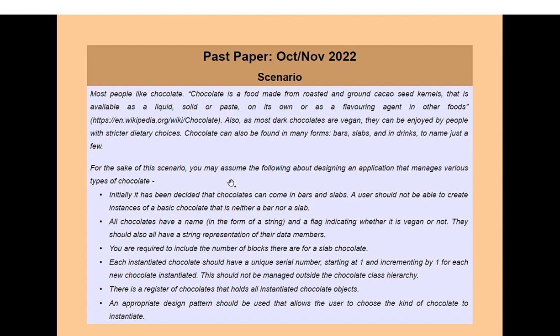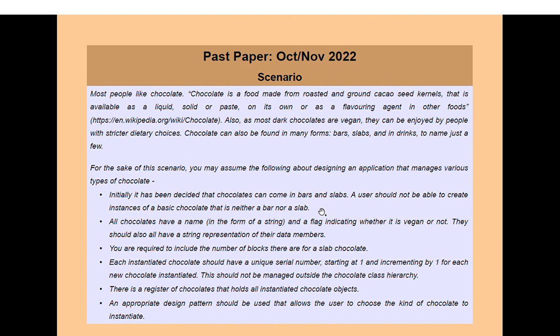You may assume the following about designing an application that manages various types of chocolate. It's very important that you read and understand this carefully because it will affect how you answer many of the questions. Initially, it has been decided that chocolates can come in bars and slabs. A user should not be able to create instances of a basic chocolate that is neither a bar nor a slab. Now, there's quite a bit of information in that sentence.